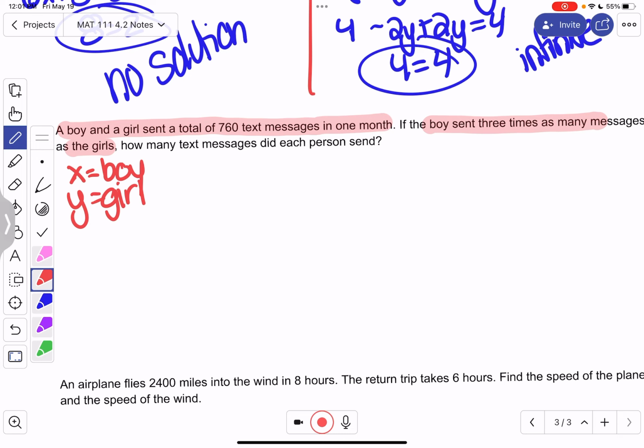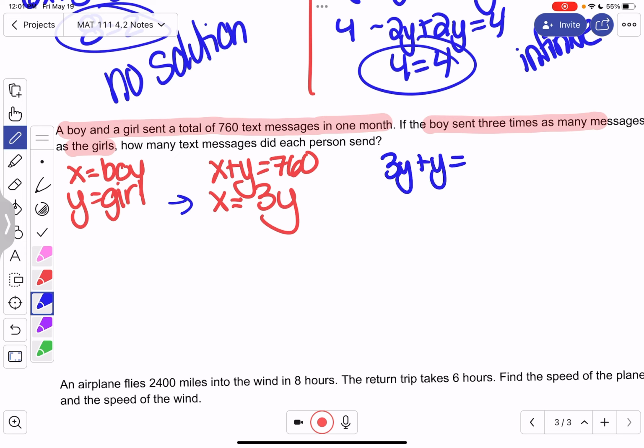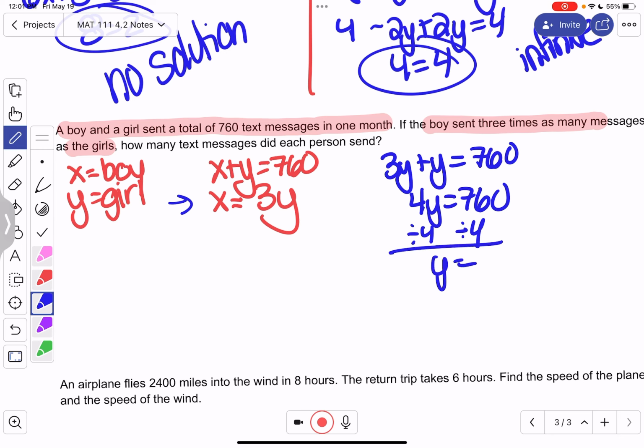That's just what I'm going to call them. If we put them together, we had a total of 760. So X plus Y is going to be 760. The boy sent 3 times as many as the girl. So the boy equals 3 times the girl. Now we have our 2 equations. This one says X equals, so I can plug it in. So 3y plus y equals 760. Combine like terms, I get 4y equals 760. Divide both sides by 4, and you get 190.